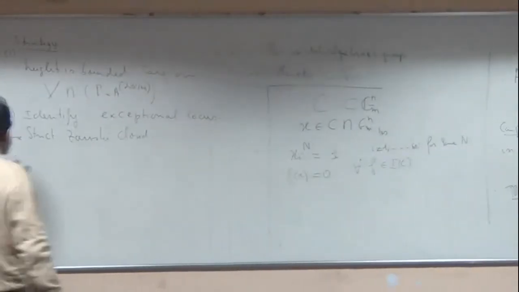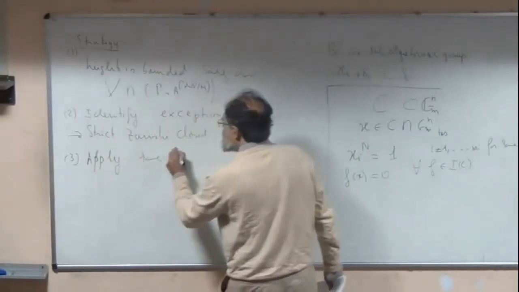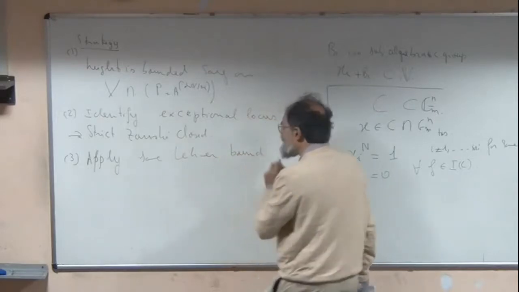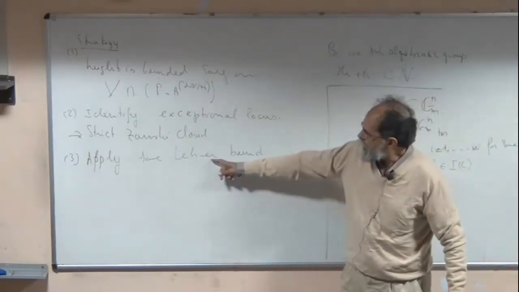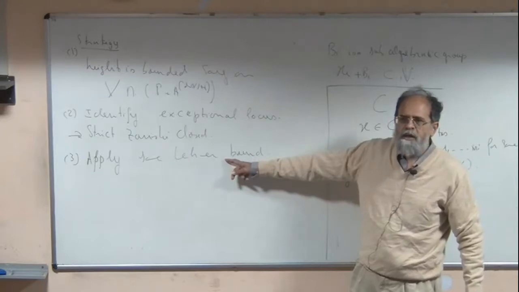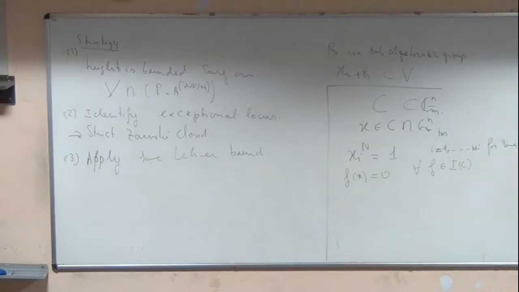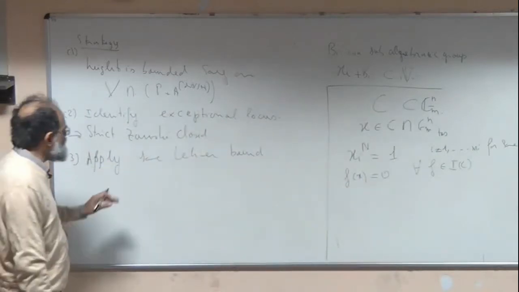And 3, apply some Lehmer-type bound. So what I want to discuss today is the small points for step 3 of this strategy in relative situations. We shall go into semi-abelian cases to see what are the obstructions to move a little bit further. So exceptional locus, let us say a few words about this kind of thing.